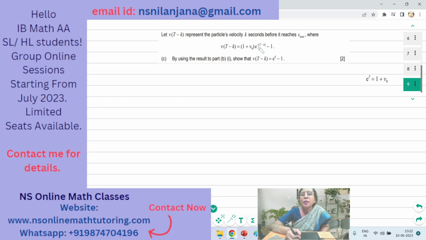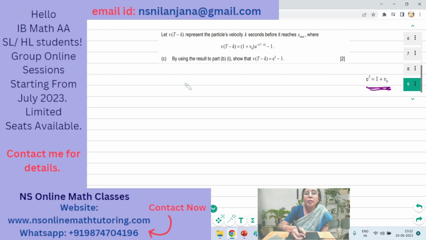It has to be e to the power of negative small t. In place of small t, they have substituted capital T minus k, minus 1. And the question is, by using the result to subpart B, this is the result to subpart B, e to the power of capital T equal to 1 plus V0, show that V of T minus k equals e to the power of k minus 1. And it is containing just 2 marks.